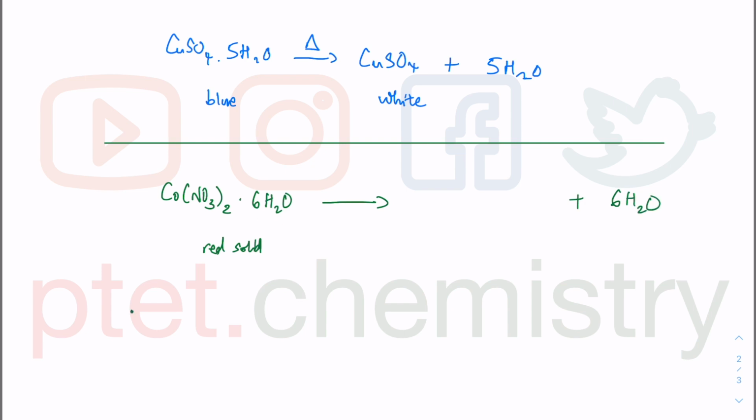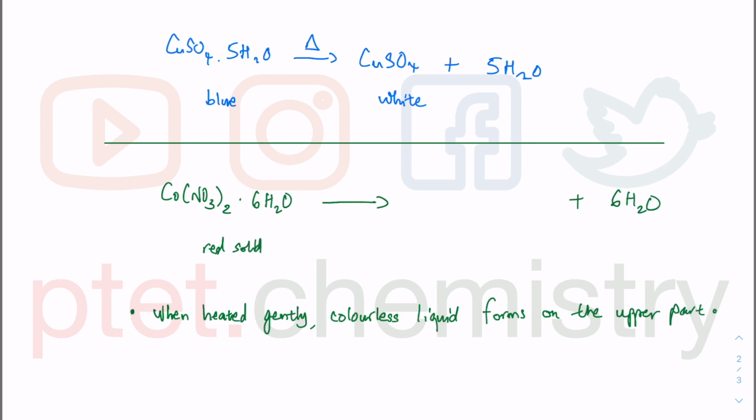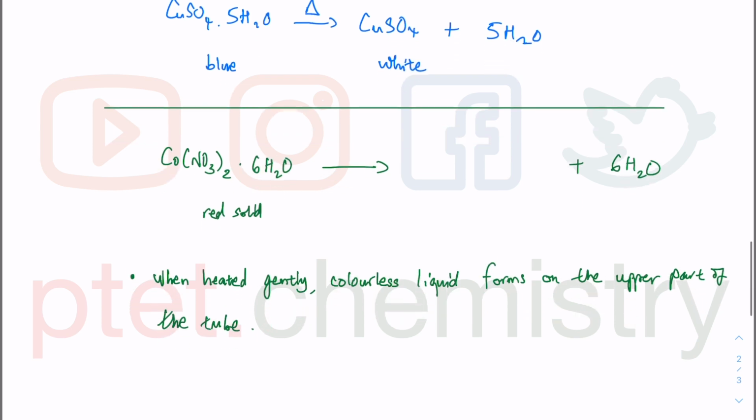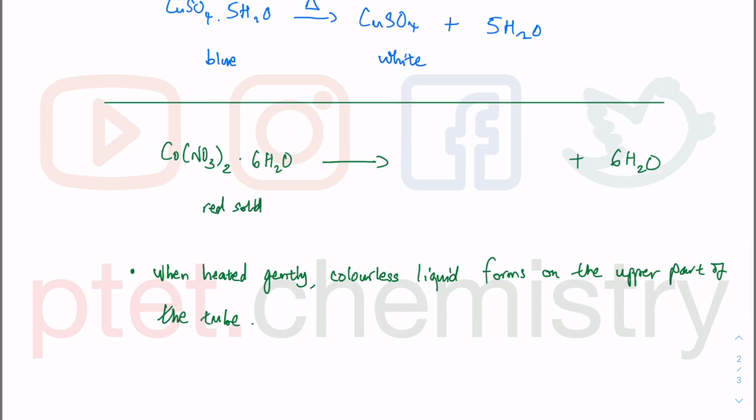And the first observation you will see is, when heated gently or upon gentle warming, a colorless liquid. You don't see water, you see a colorless liquid forms on the upper part of the tube, or you can say condenses on the upper part of the tube that is much cooler, because where you heat it is hot, and then it escapes as water vapor that condenses when it gets into contact with the upper part of the tube that is a bit cooler.